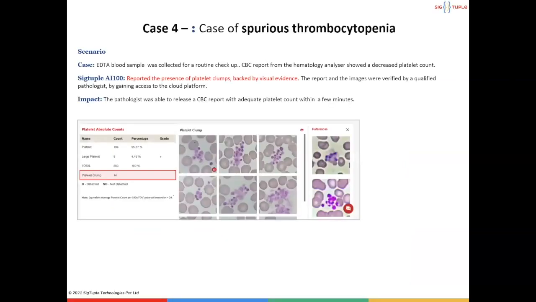Platelets, again: an EDTA sample for a routine checkup, with a decreased platelet count. What this software gives me is beautiful clumps. With a manual microscope, I would have to go through the entire slide to find such clumps, but it has detected them and given me the number of clumps present. So I can say that this was a pseudothrombocytopenia. I can ask for a citrate sample, or I can just say platelet clumps present. It seems that the platelet count is adequate.